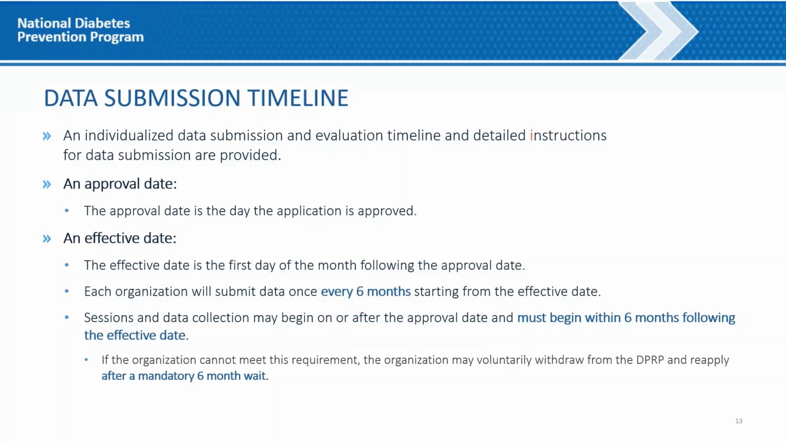Organizations may start offering sessions on or after the approval date and must begin within 6 months following the effective date. If an organization cannot meet this requirement, then that organization may withdraw from the DPRP and reapply after a mandatory 6-month waiting period.